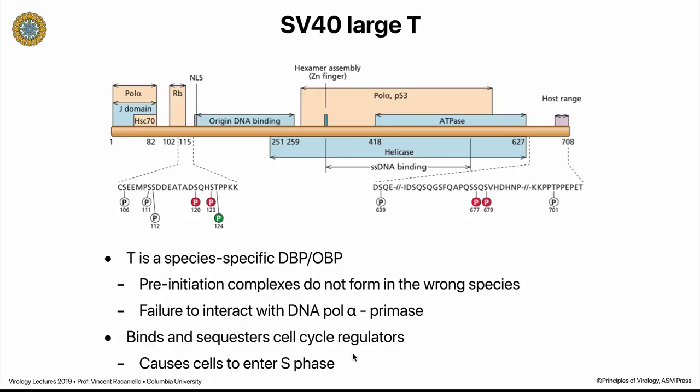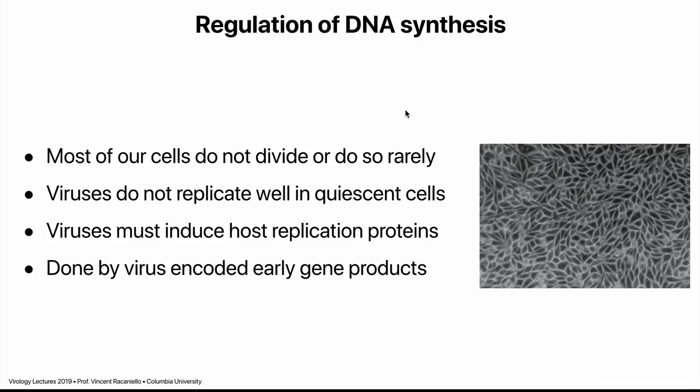All right, what's this about binding and sequestering cell cycle regulators and causing cells to enter S phase? Well, it turns out that most of the cells in our body do not divide, or if they do, they do it pretty rarely. Okay, there are some that replicate a lot, like our gut epithelium, which turns over every couple of days. But most of our cells don't replicate, unless you're, say, an athlete training and building muscle, so then you're replicating cells. But the rest of us who sit around, even if we think a lot, our neurons don't replicate.